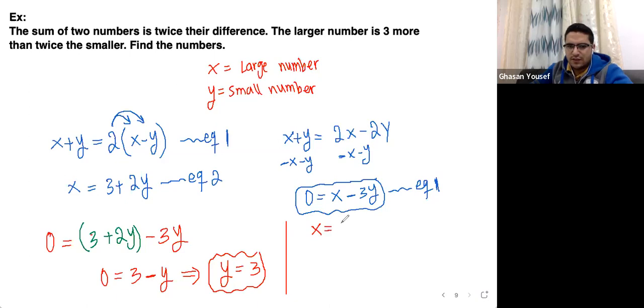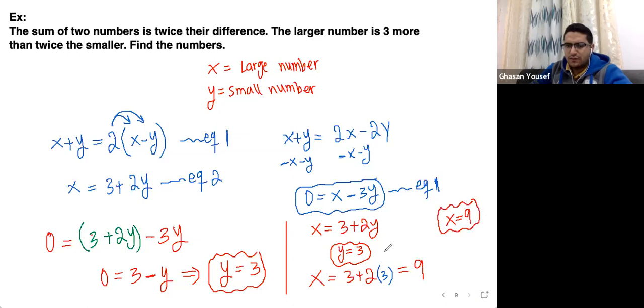Equation number 2 says x equal 3 plus 2y, and y equal 3. So I will get x equal 3 plus 2 times 3. 2 times 3 is 6. 6 plus 3 is 9. So the value of x equal 9. So the large number equal 9, and the small number is 3.